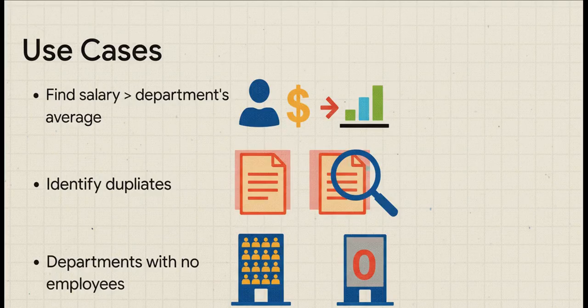This kind of power lets you solve some really complex problems. The classic example, of course, is finding employees who make more than their department's average. But you can do even cooler stuff, like using it to hunt down and remove duplicate records, or to find any departments that don't have any employees in them. These are tough business questions solved with one beautiful piece of SQL.